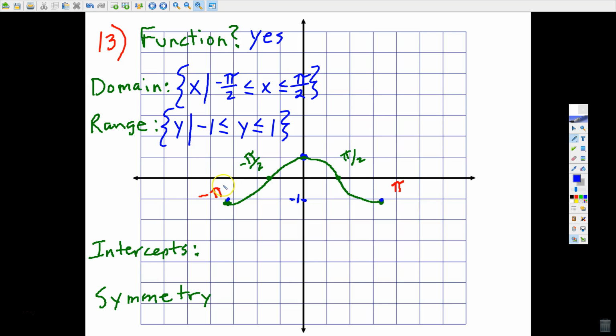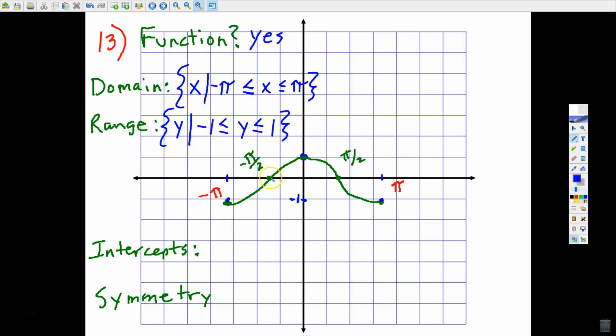Between -pi/2, I was looking at this pi/2, that should be -pi. Let me fix that. The green is just an intercept. Okay, the pi is actually where we're crossing the x-axis. So sorry about that. Alright, so we got our domain, we have our range, our intercepts.